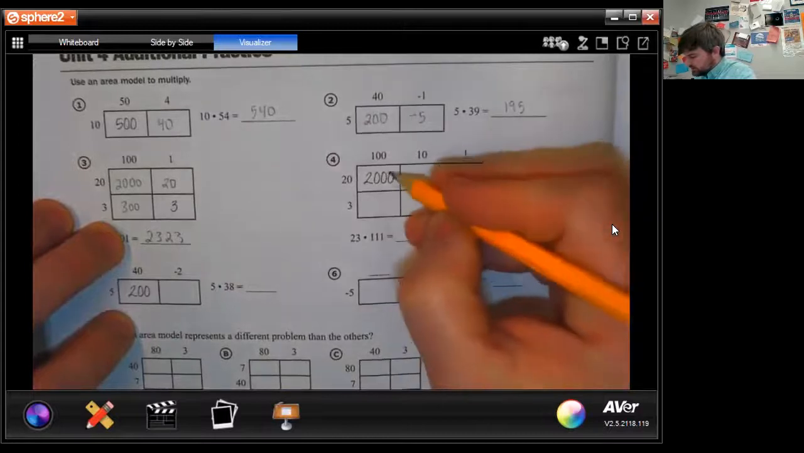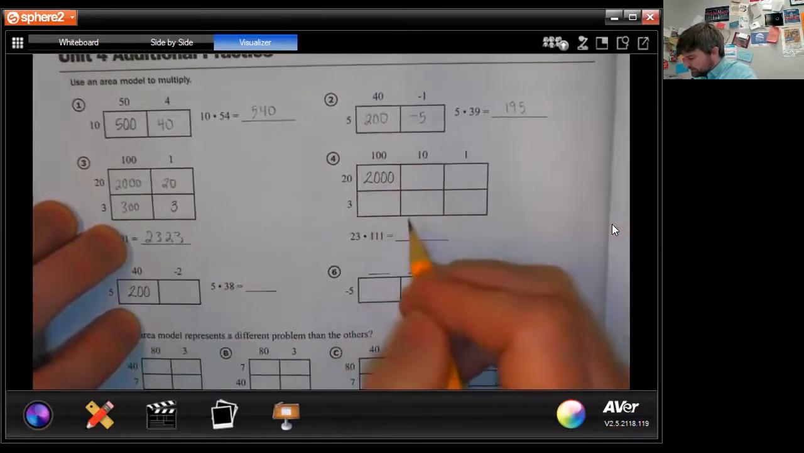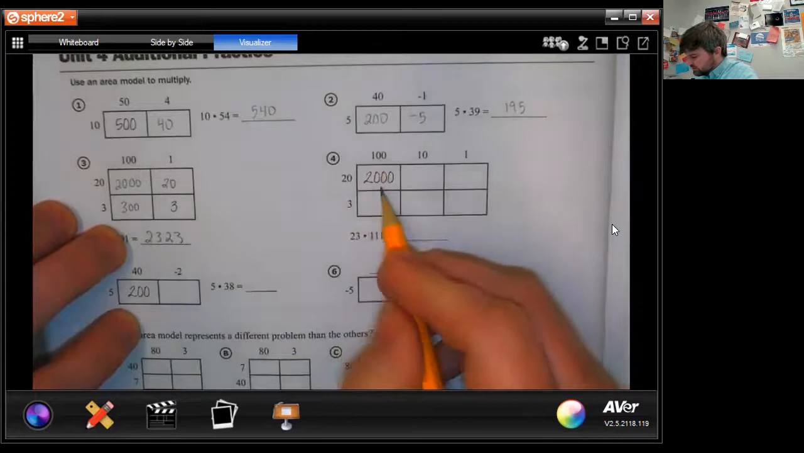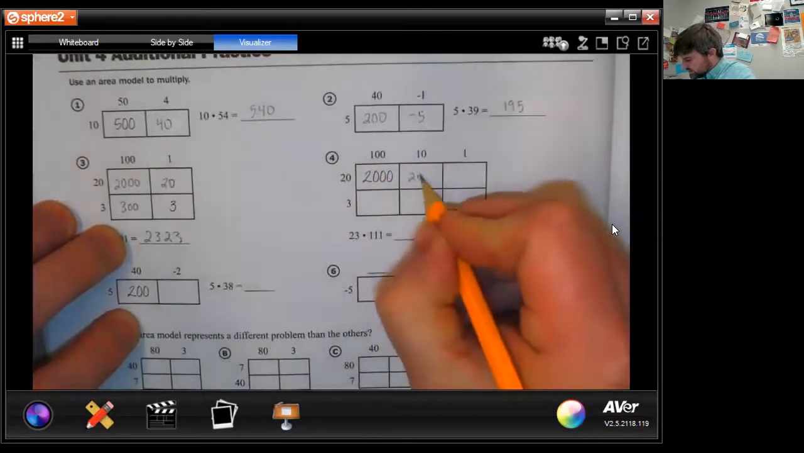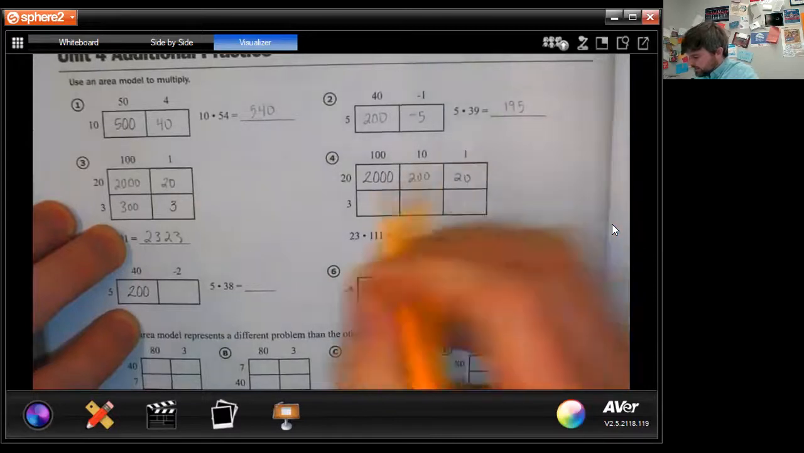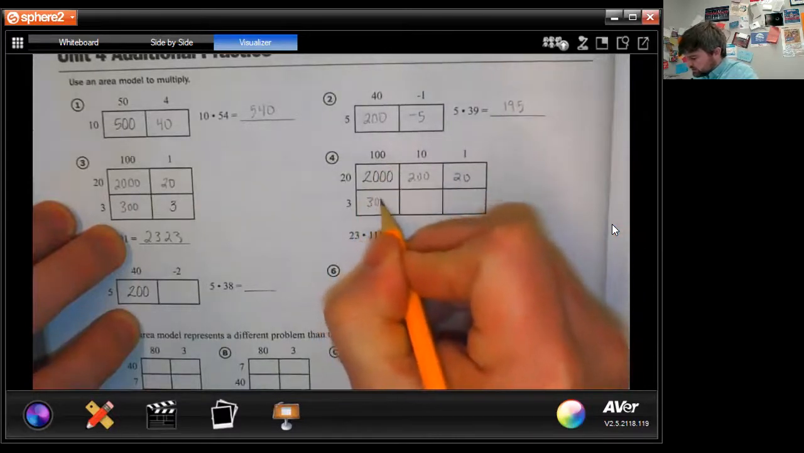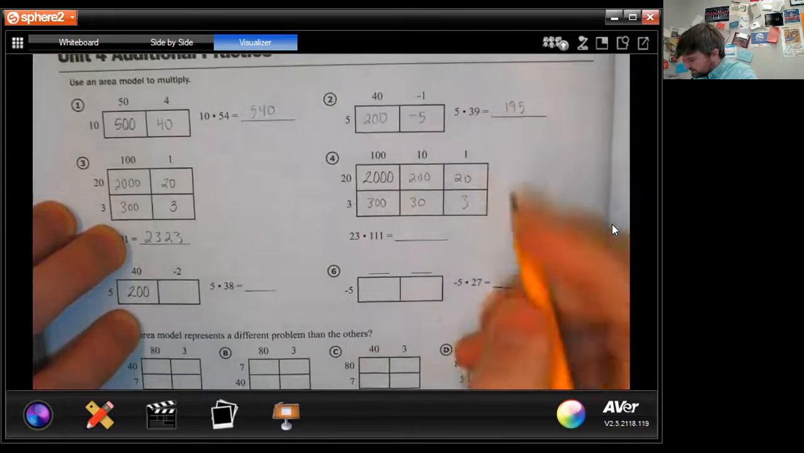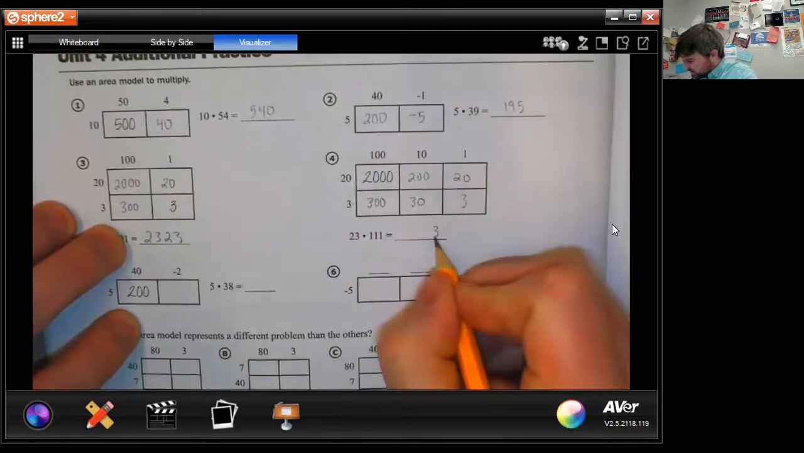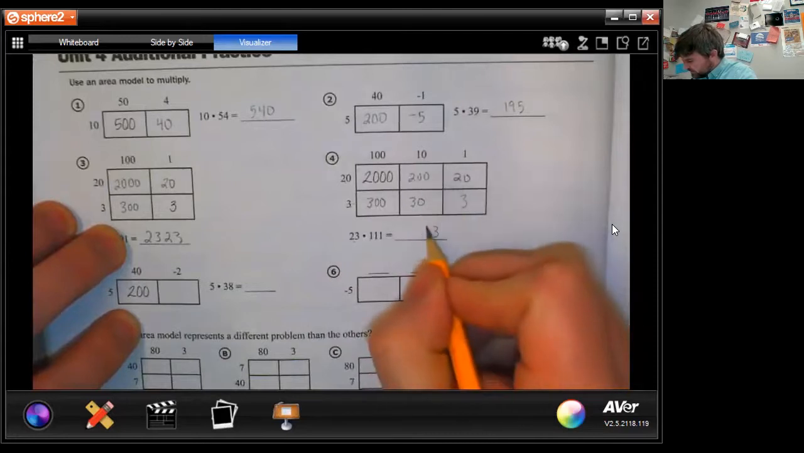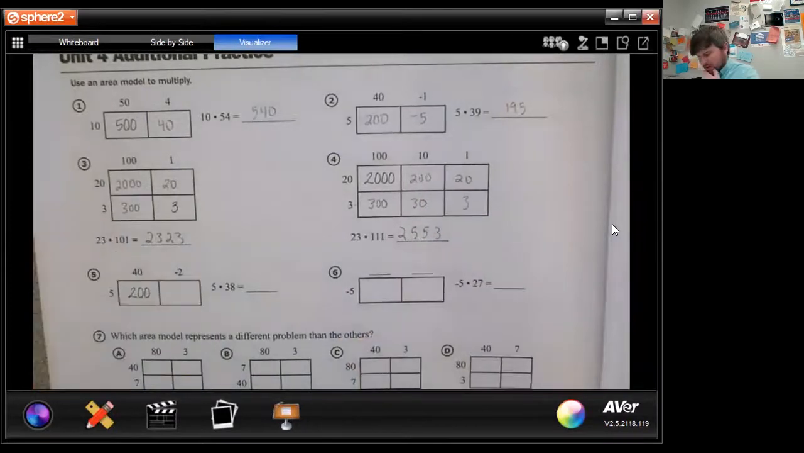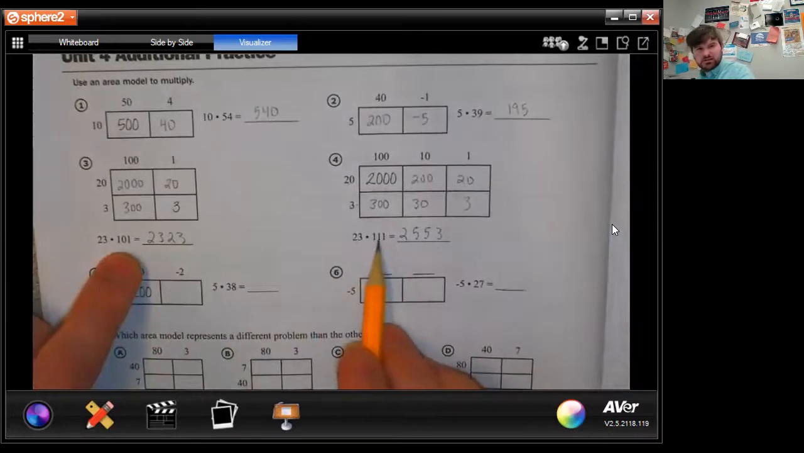Here we've got bigger numbers. Okay, we just add another column if we need to. So 23 times 111. So 20 times 100 is 2,000. 20 times 10 is 200. 20 times 1 is 20. 3 times 100 is 300. 3 times 10 is 30. And 3 times 1 is 3. So when we add this up, we get 3 in the 1 spot. 20 and 30 make 50. 200 and 300 make 500, and 2,000. Okay, so notice the difference here is this 10 spot. We had 101 over here. We have 111 on this side.